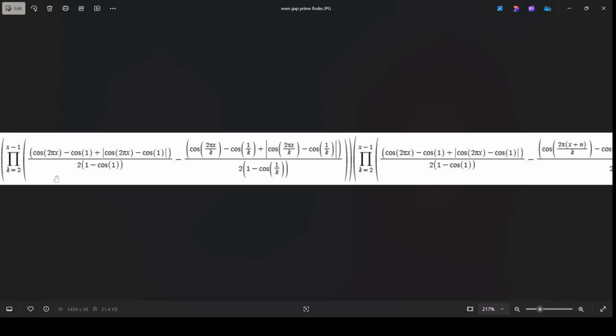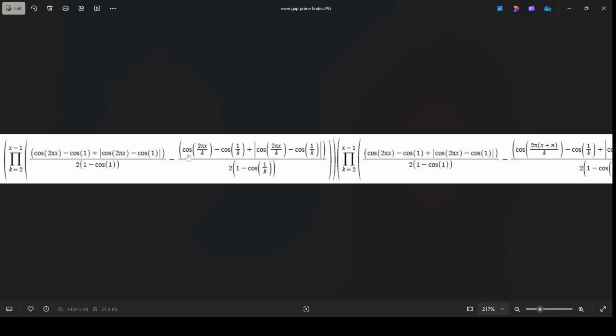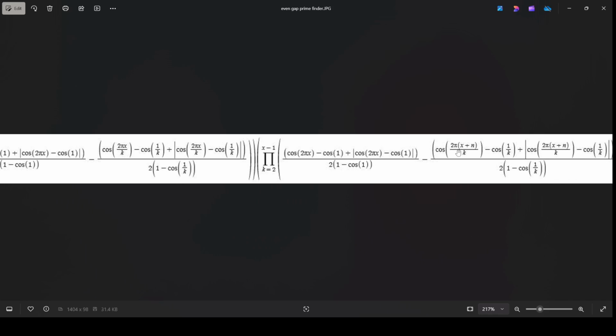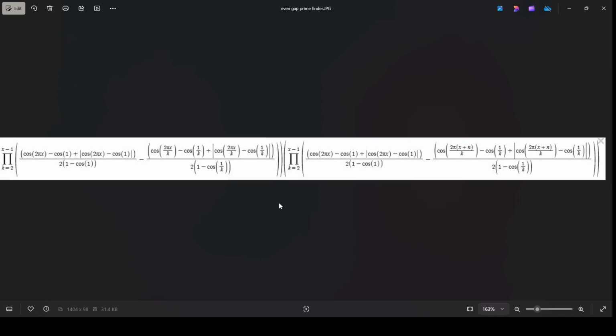The only difference is in this first product function, you have this part in the back, where in the second one, you have the same thing, but you'll notice in the argument it's x plus n and x plus n versus just x and versus just x. Otherwise, these two things are identical.